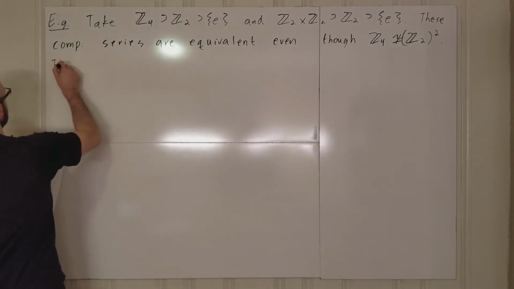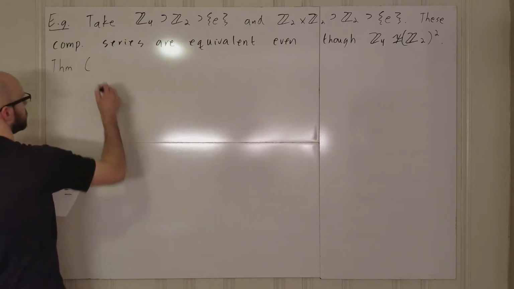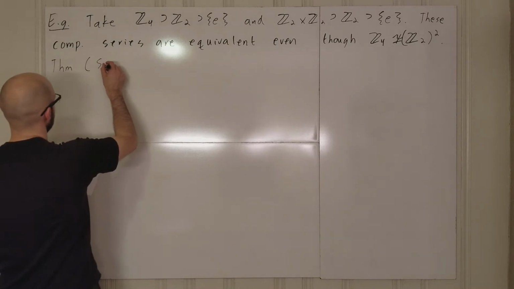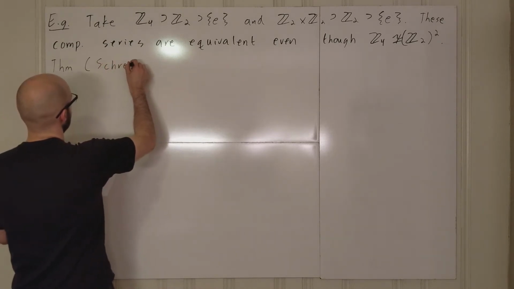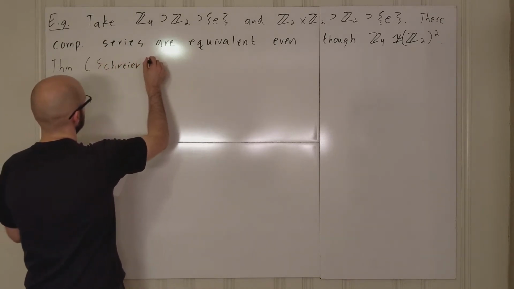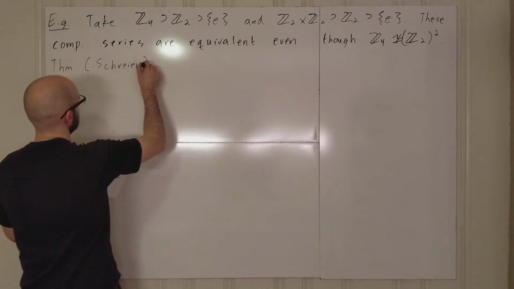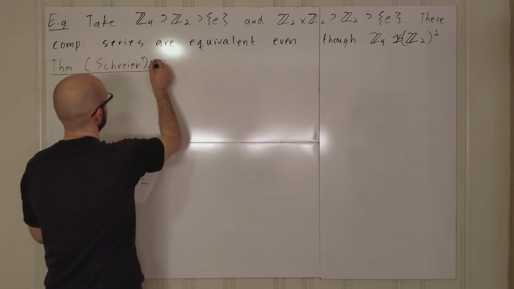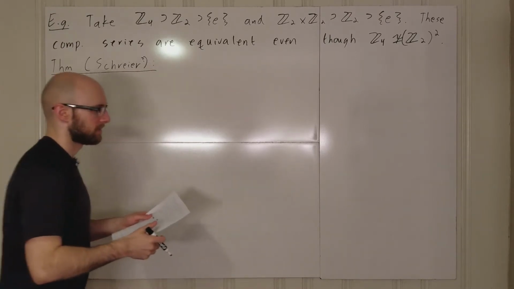So this is a theorem. This is the Schreier Refinement Theorem. So I think it's Schreier. That might be how you spell it. I don't know. I feel like Jack Black trying to spell Mr.